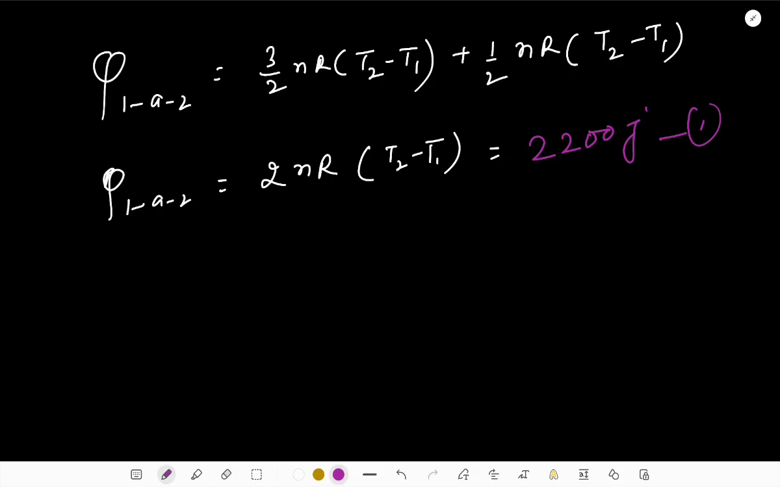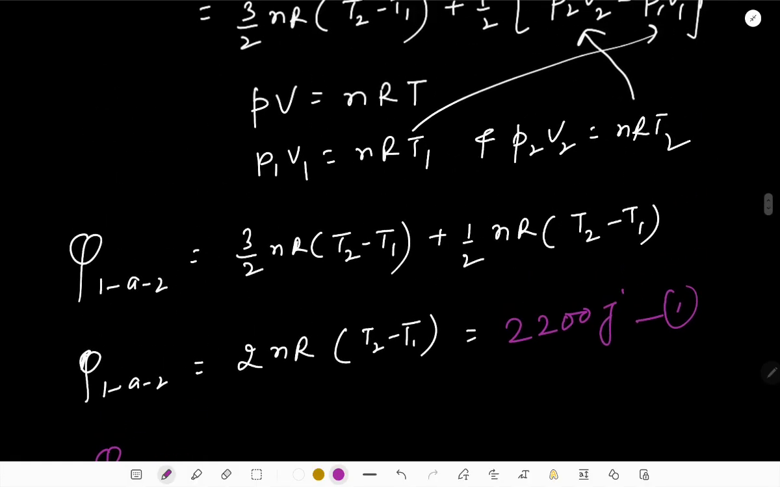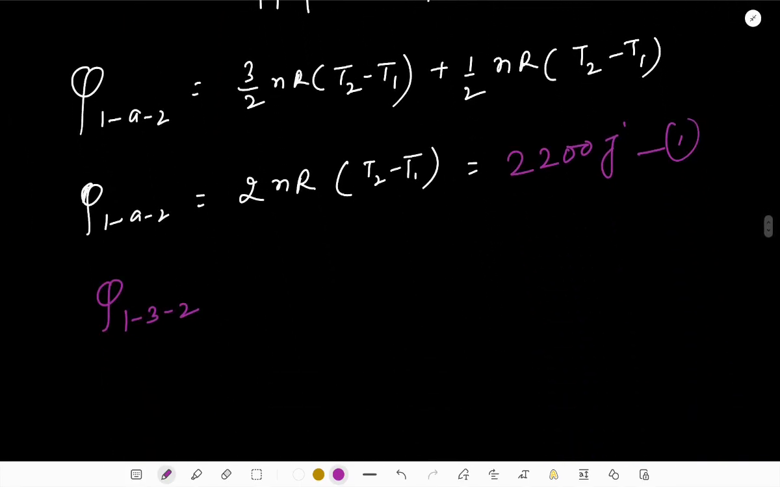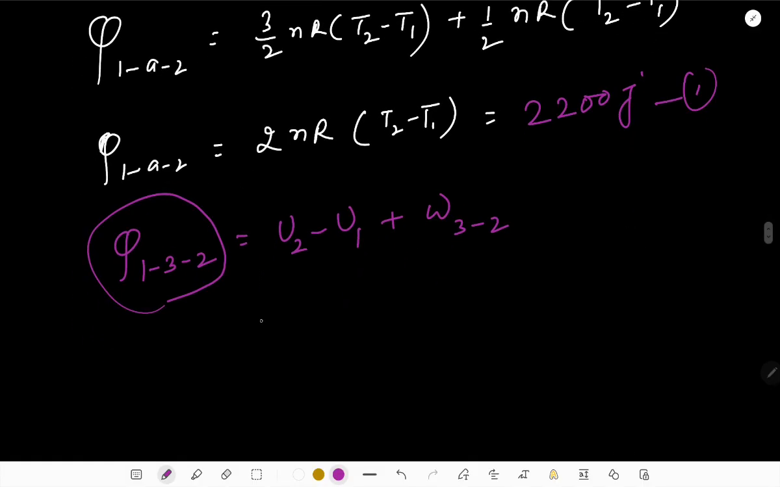calculated, and that is the heat through the process 1 to 3 to 2, in which for 1 to 3 the work done was equal to 0. So for 1 to 3 to 2, the change in internal energy is a state function, so it can be simply written as U2 minus U1, and the work done happened only during the process 3 to 2, so we need to find that out. And U2 minus U1 I earlier calculated as 3 by 2 nR(T2 minus T1), and I'm going to simply write it down.